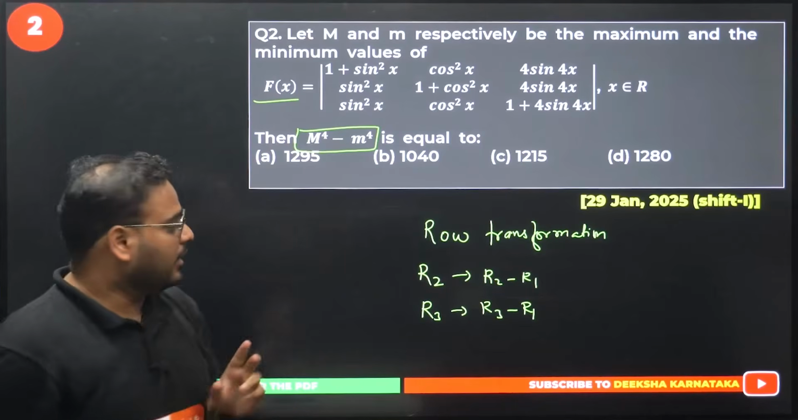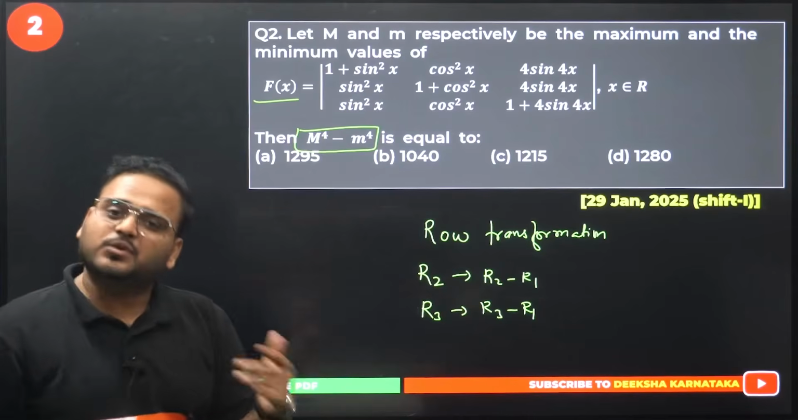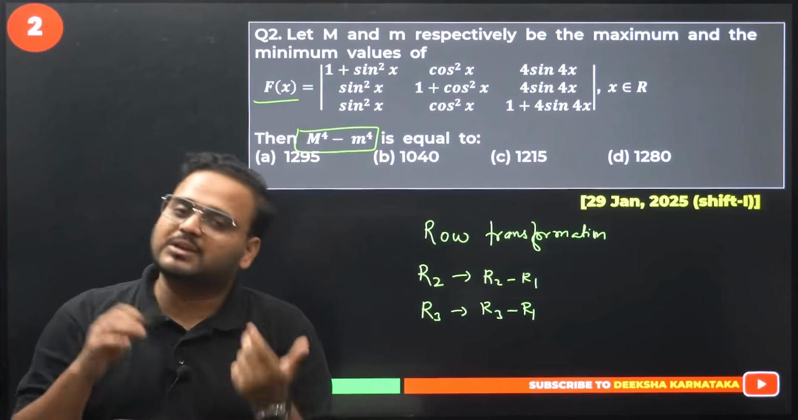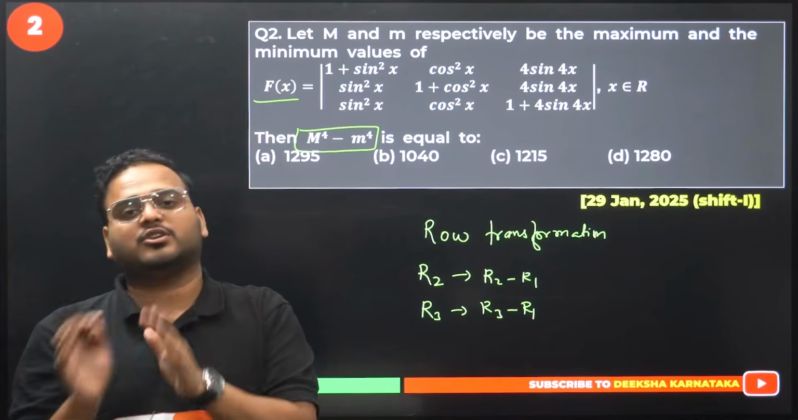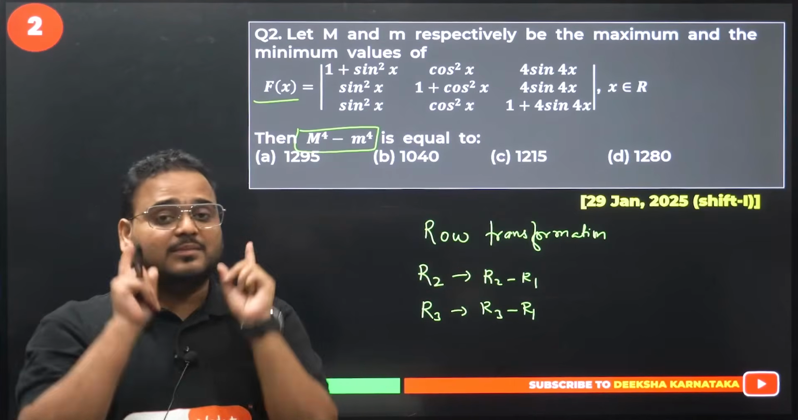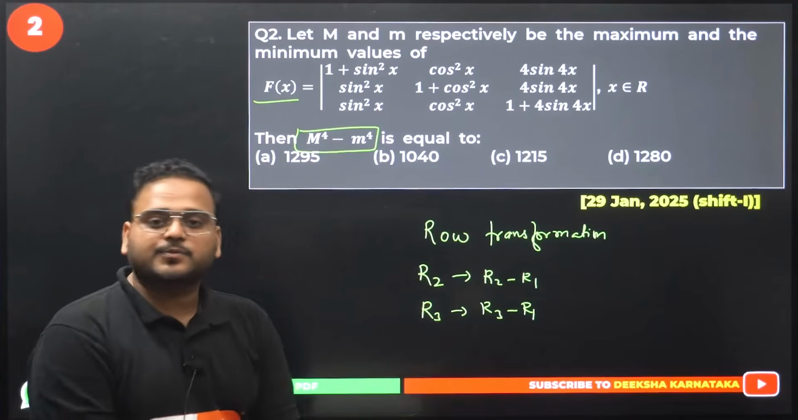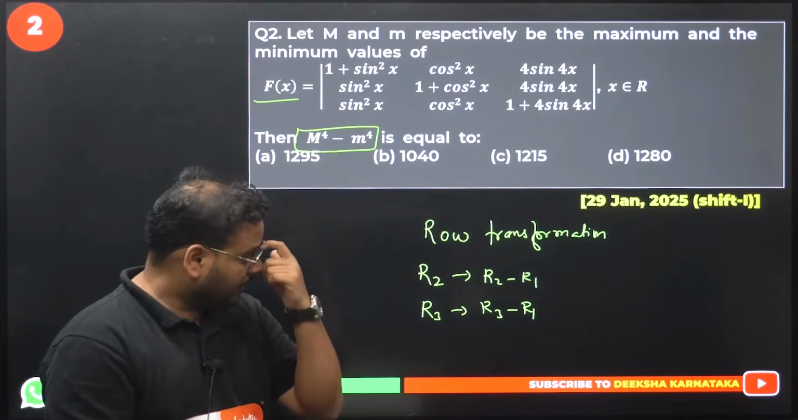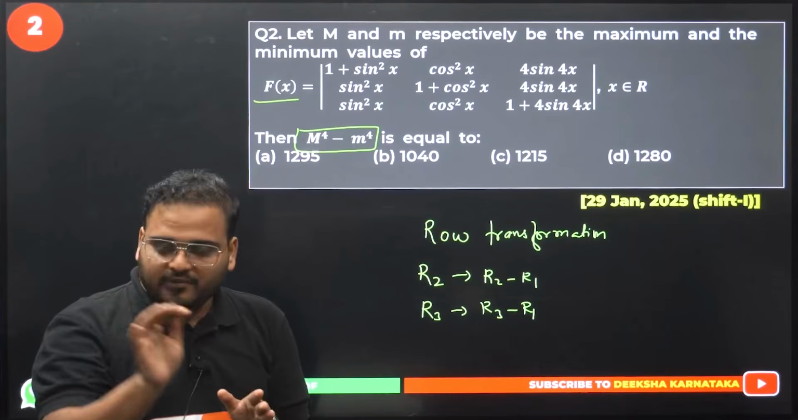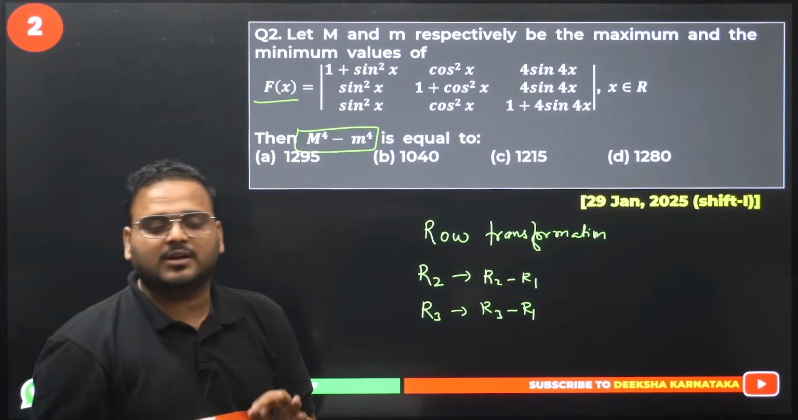Do it right now. If somebody is thinking, why are we doing that, sir? Because we know there is a property: whatever row transformation or column transformation you apply, the determinant value will not change. The determinant remains unchanged, unaltered. So have you applied this approach? Please check. Alright, so question number 2, I hope you have an answer. If you have an answer, leave that in the comment section, either the correct option number or the value of the answer.